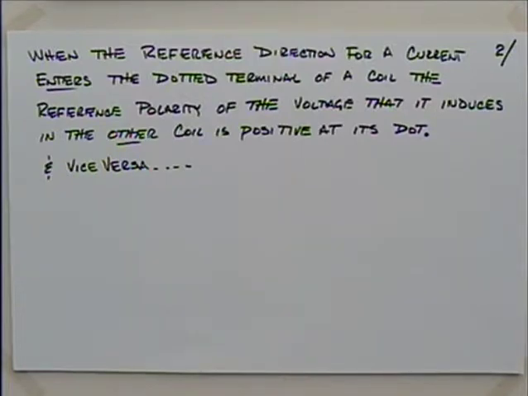And our convention is this. And again, I'll be posting this after class. If you don't want to write all this down, it'll be posted in PDF form. But it says, when the reference direction for a current enters the dotted terminal of a coil, the reference polarity of the voltage that it induces in the other coil is positive at its dot. So if the current in the secondary enters the dot, it's going to induce voltage in the primary that is positive at that dot. Okay? And of course, vice versa. I didn't want to have to copy the whole thing down the other way, so I just said vice versa.